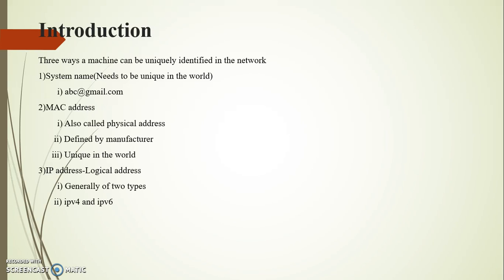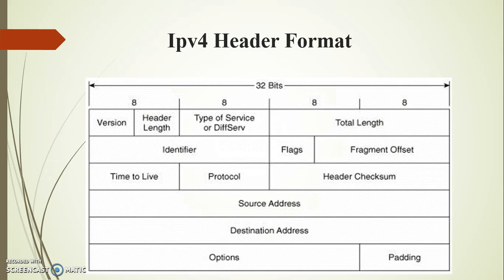So now let's study the IPv4 and IPv6 header format in more detail. First is the IPv4 header format. It is of 32 bits. It consists of 14 fields, out of which the last field is optional, that is the option field.